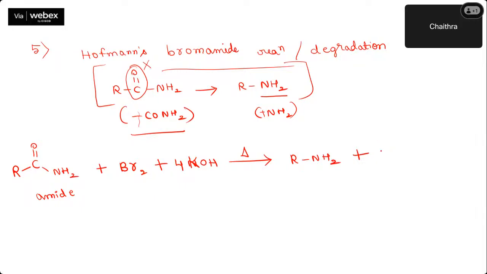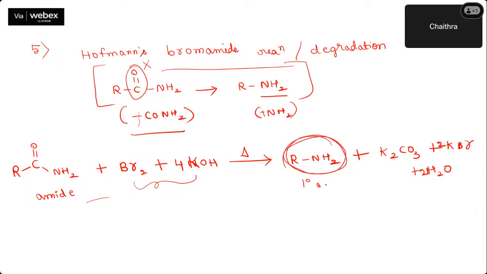Since I have taken potassium here, I'll write K2CO3, plus I also have KBr, and water is also a byproduct. Just balance the reaction. So it is 2 KBr and 2 H2O. Fine. So amide and what are the other reagents for Hoffman's bromamide reaction? Bromine and a strong alkali. The major product is a primary amine, and you get byproducts as carbonate and halide, like potassium halide, and water.